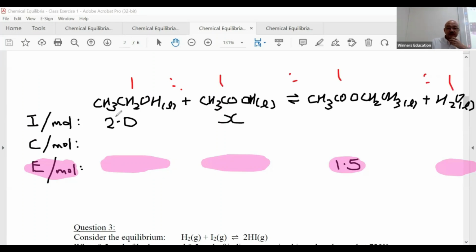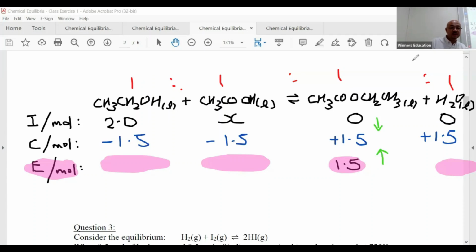Boring. Initially, I won't have any products. And remember, I mentioned before, every time I have a column with 2 pieces of information, that is mine really. Because I know this is plus 1.5 based on the molar ratio, plus 1.5. Here is minus 1.5. Here is minus 1.5. Again, based on the molar ratio. And therefore, I have my equilibrium information: 0.5, x minus 1.5, here's 1.5. My job is just to fill it up and finish the question.